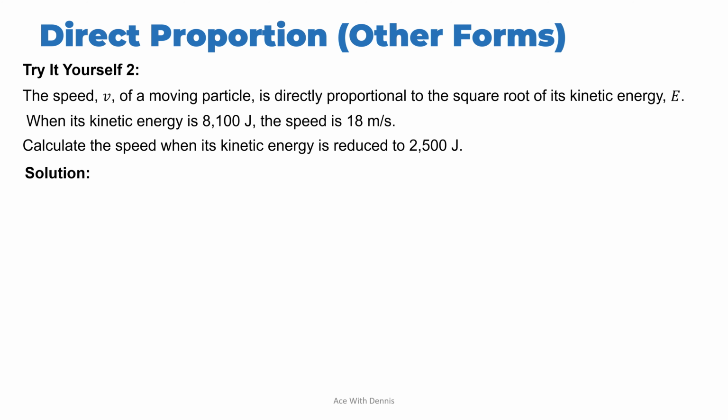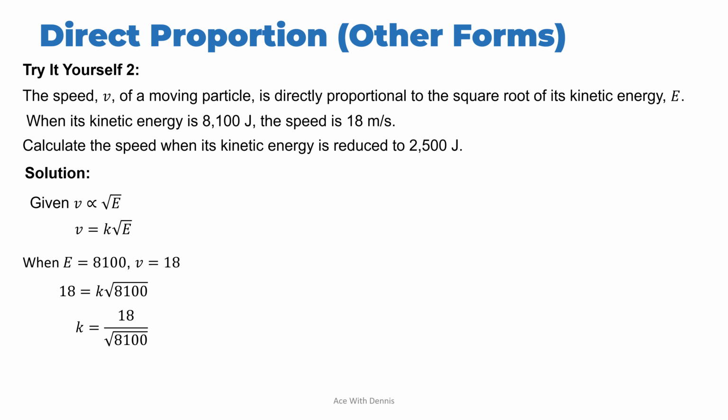Alright, here's the solution. Given that V is directly proportional to the square root of E, hence V equals k square root of E. When E is 8,100, then V will be 18. So we substitute these values into the equation. We get 18 equals k square root of 8,100. So k will be 18 over square root of 8,100, and the value is 0.2.